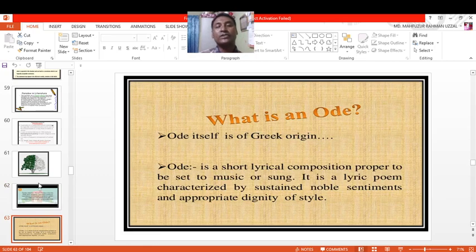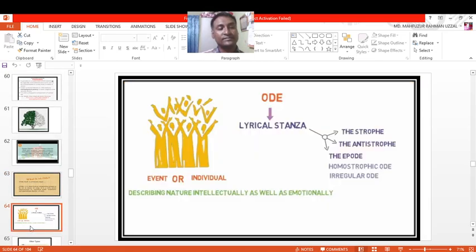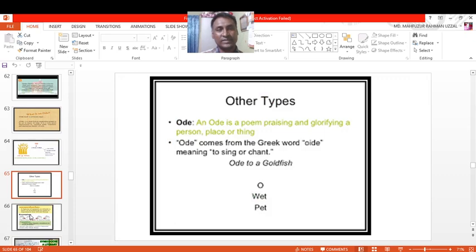Another term is ode. Ode itself is of Greek origin. An ode is a short lyrical composition proper to be set to music or sung. It is a lyrical poem characterized by sustained noble sentiments and appropriate dignity of style. An ode is a poem praising and glorifying a person, a place, or a thing.